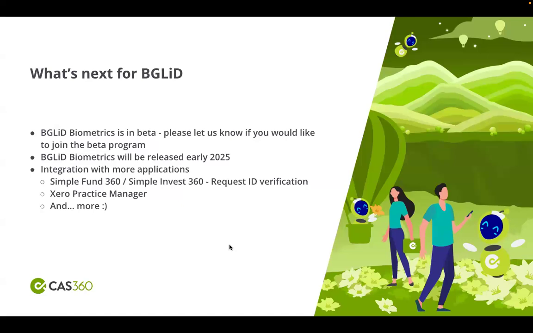Okay, so what's next for BGLiD? BGLiD biometrics is in beta, so it's already available and can be used, but you might not see it in your system yet because we are in beta stage. But if you're interested and would like to use biometrics now, feel free to email us. I'll show my email at the end. Let us know, and then we'll put you on the beta list so you'll be able to start using BGLiD biometrics straight away. And we're expecting to release this biometric feature to everyone in early 2025, so pretty soon.